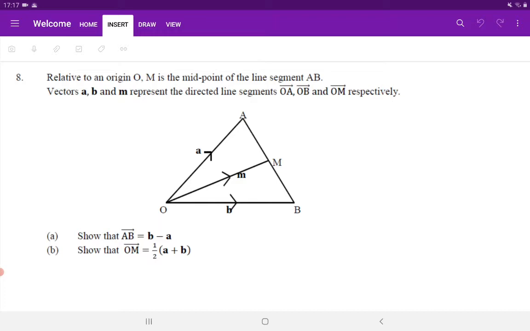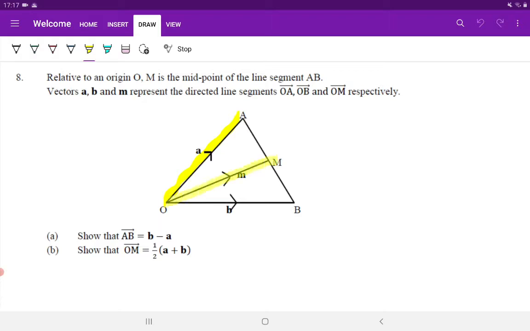So this question 8 says, relative to an origin O, M is the midpoint of the line segment AB. Vectors A, B and M represent the directed line segments O to A, O to B and O to M, so OA, OB and OM respectively. So basically, we know these three vectors. We know vector A, we know vector M, and we know vector B, and those are the only three things that we can use. Okay, but we are being asked to get an expression for AB.